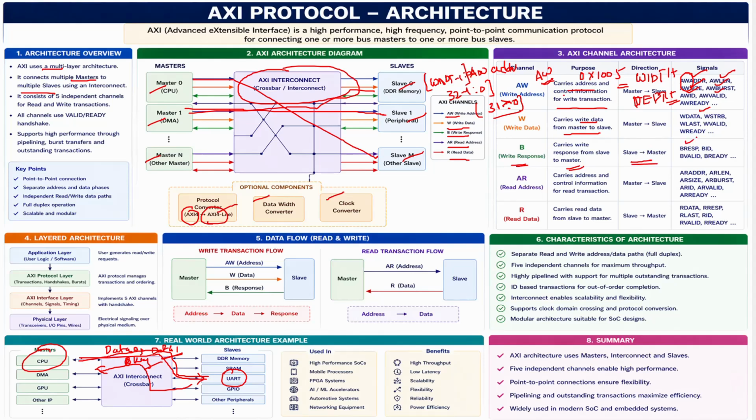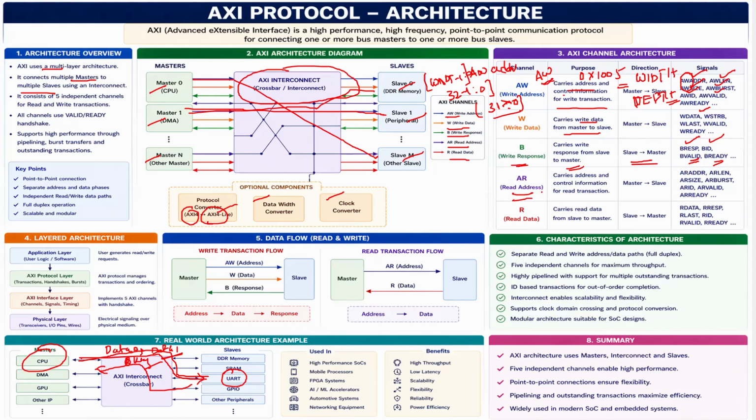So, B response, B ID, B valid, and B ready. B response is the signal through which the slave responds to your master. And ID means which data you are responding to: first data, second data, nth data. We need to know which data the response is for, and based on the ID we will know that. So my first data is completed and I got the response from the slave; in that way, based on the ID, we will note that.